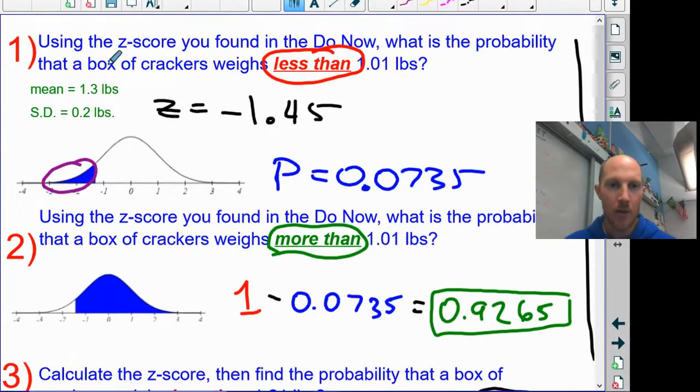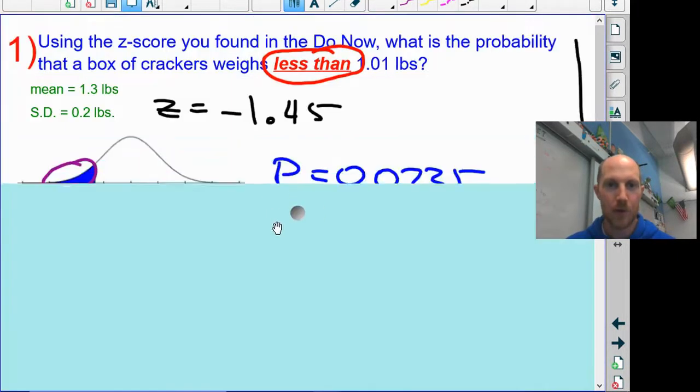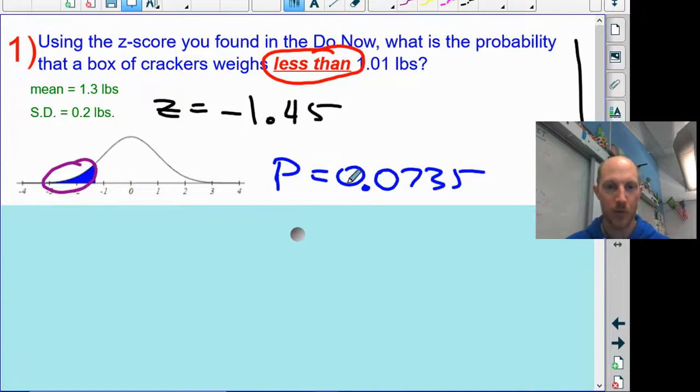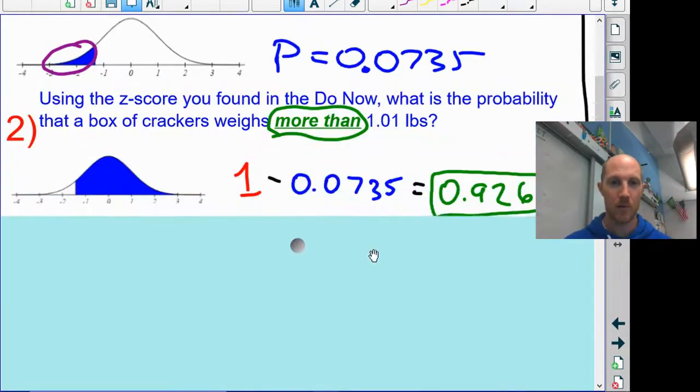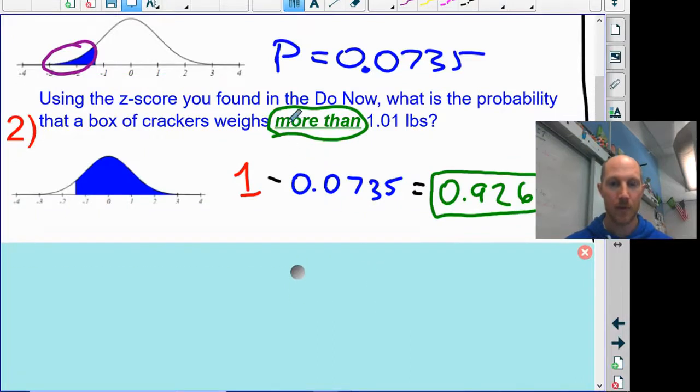So, recap: the probability we get from the table is always going to be the probability of everything from the very far left edge up to the outcome we just did the z-score for. So that's going to be less than. If I need to get the probability of more than, that is the flip side. It's the other part of the bell curve.